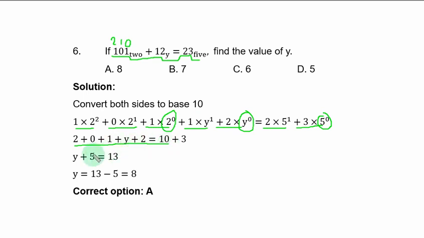If you add the like terms in the left hand side, you have y plus 5 equal to 13. Collect like terms, y is equal to 13 minus 5, and that is 8. A is the correct option.